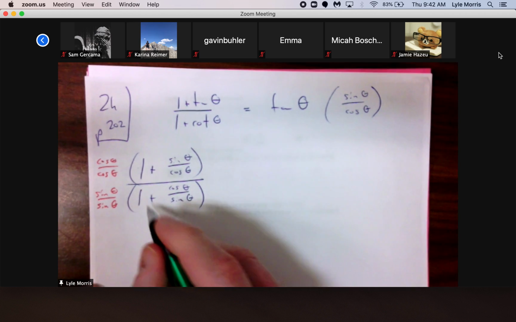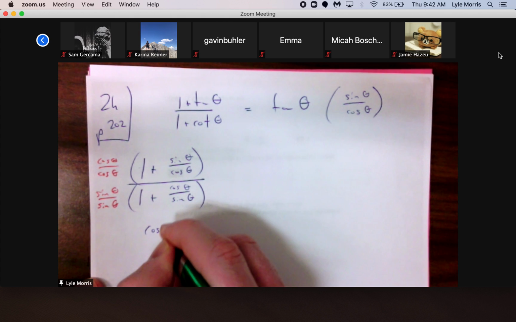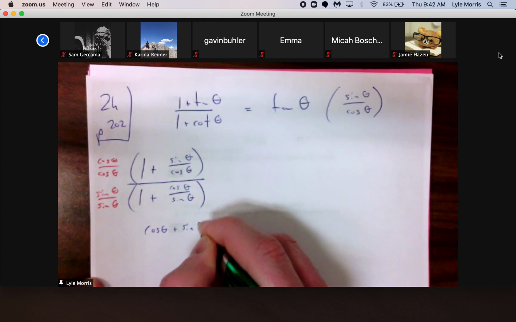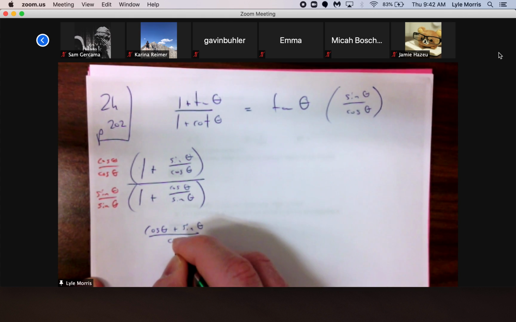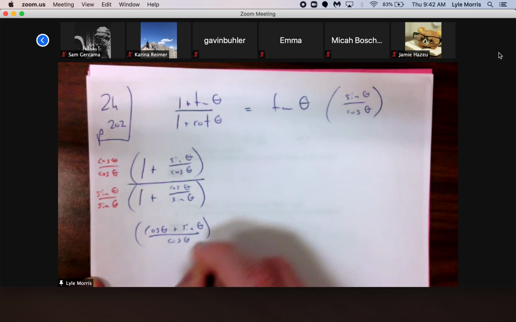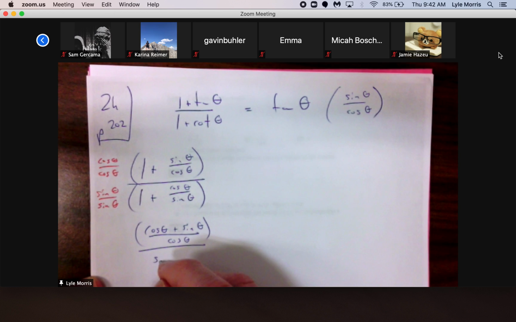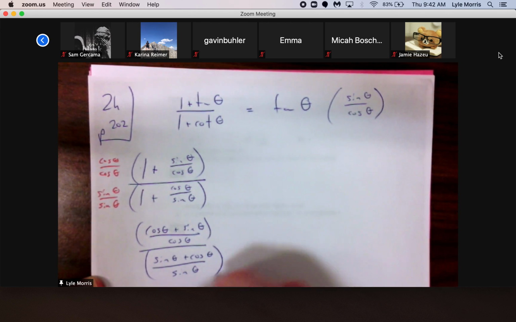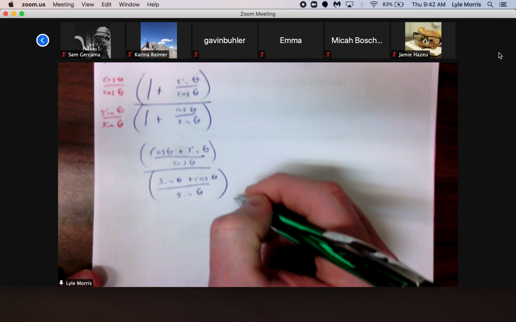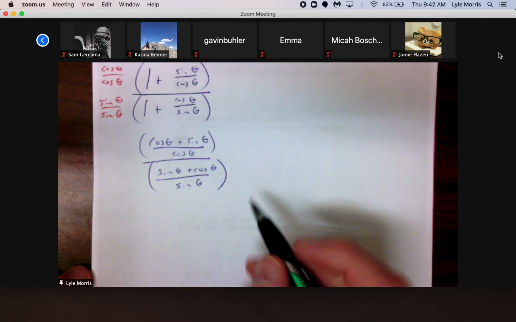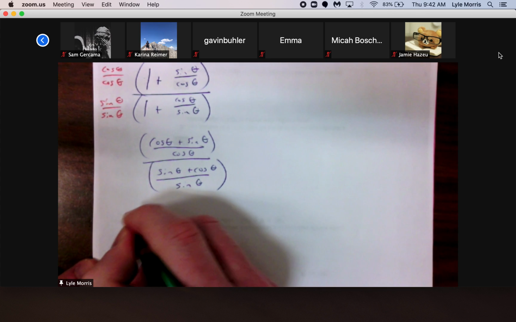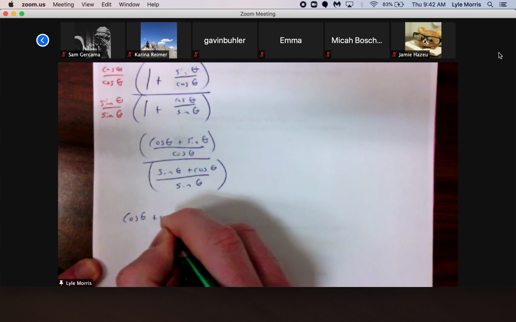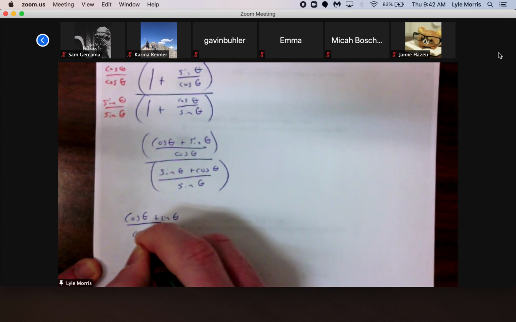So what that becomes is cos of theta plus sine of theta over cos of theta. That's on the top. And the bottom is sine of theta plus cos of theta over sine of theta. Are you with me still? Yeah. So now we flip and multiply. Cos of theta plus sine of theta over cos of theta.